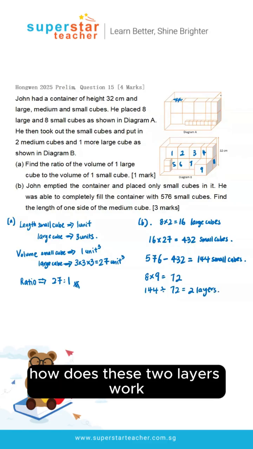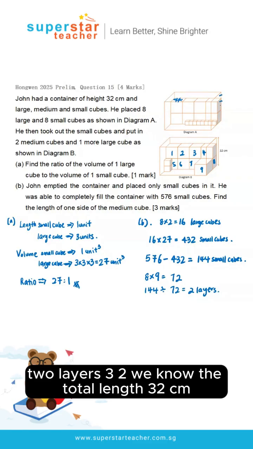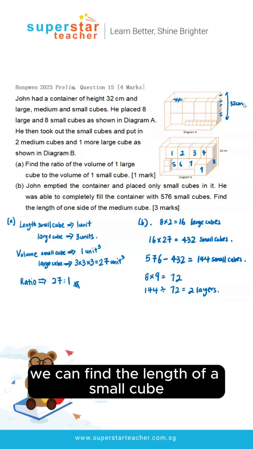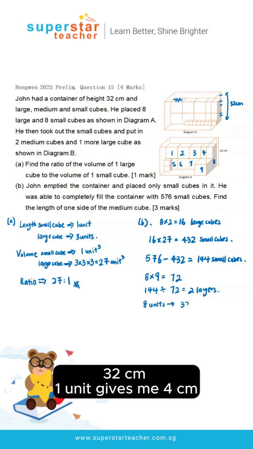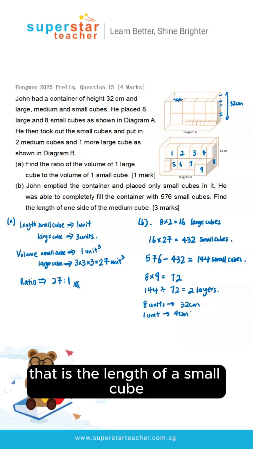How do these 2 layers work? 2 layers, 3, 2, we know the total length is 32 centimeters. We can find the length of a small cube. 8 units is 32 centimeters. 1 unit gives me 4 cm. That is the length of a small cube.